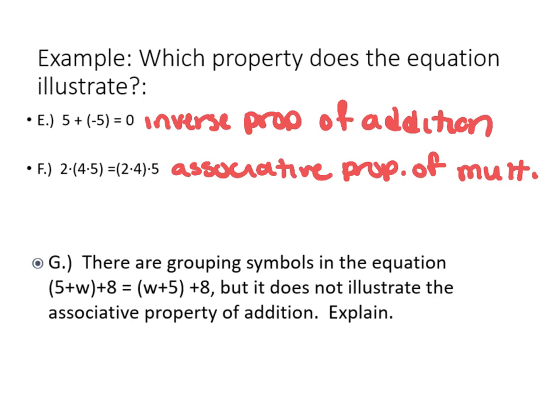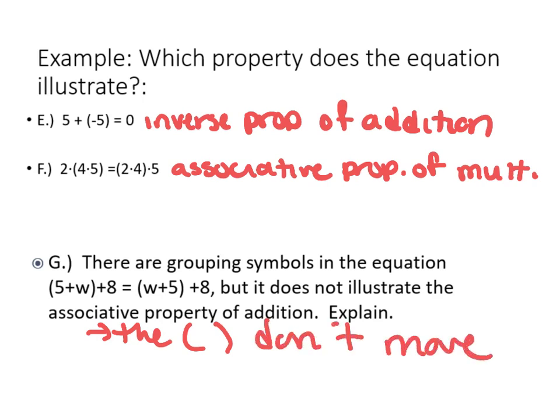In the last example, it says there are grouping symbols in the equation parentheses 5 plus w plus 8 equals parentheses w plus 5 plus 8, but does not illustrate the associative property of addition. Explain. It doesn't indicate the associative property because the parentheses don't move. This is really the commutative property because we're changing the order of the numbers.